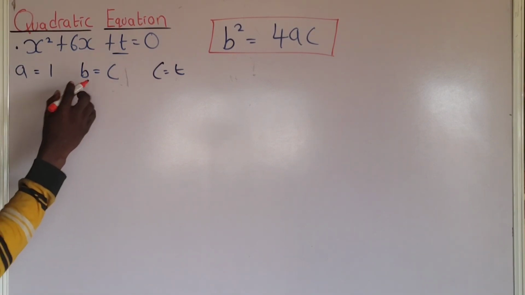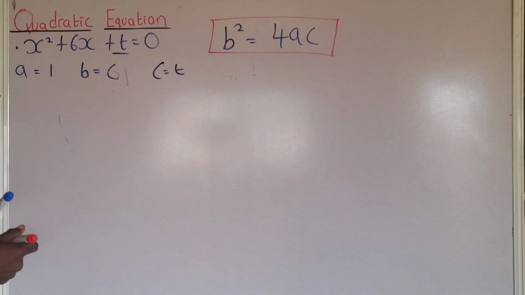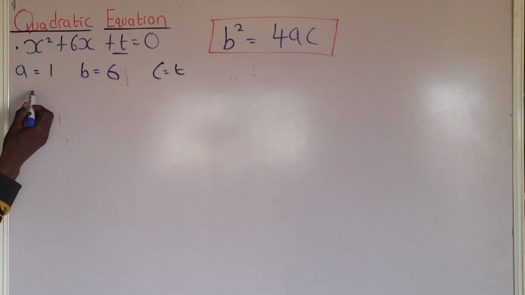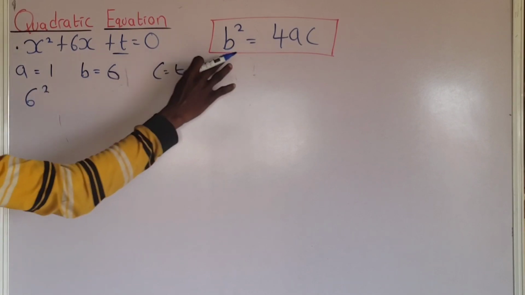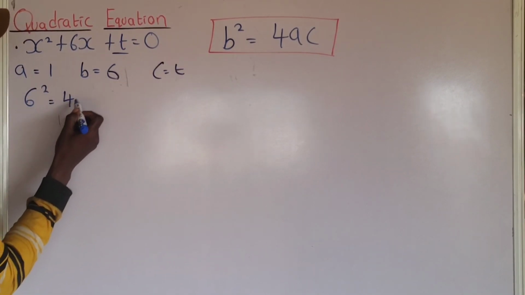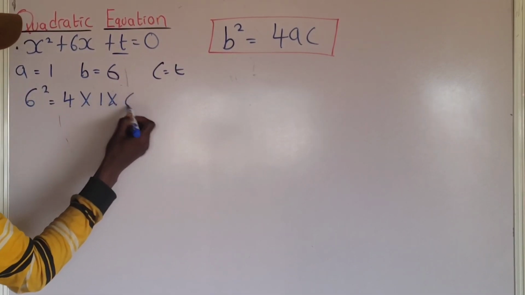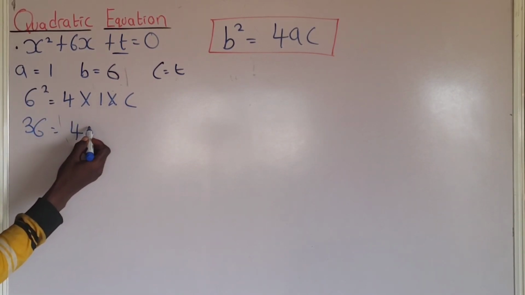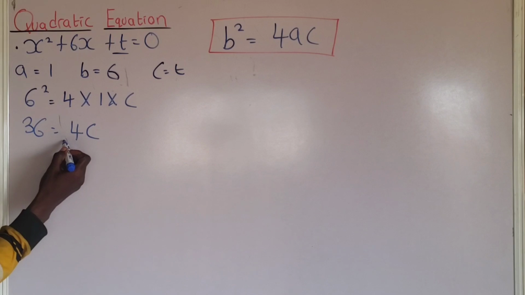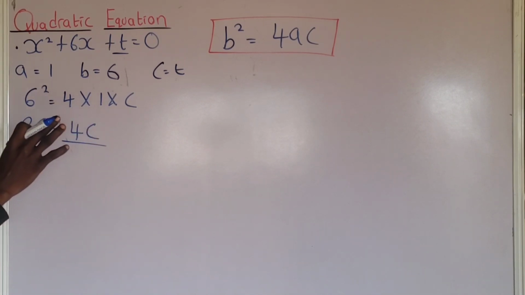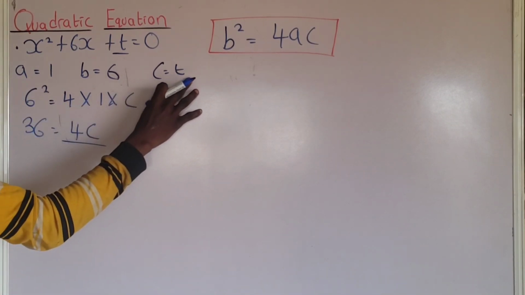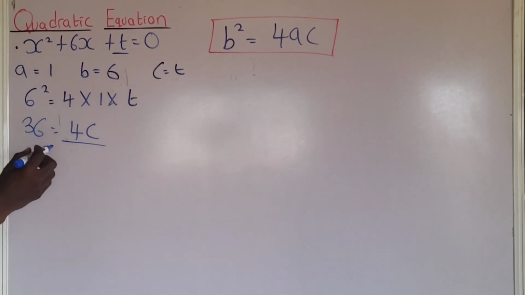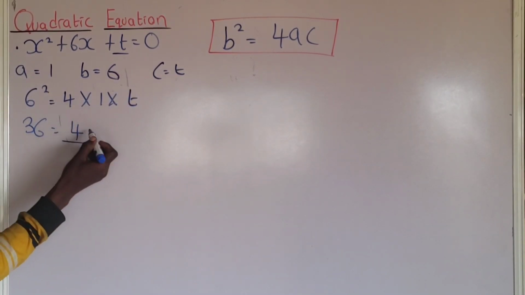Now, let's proceed. b is equal to 6. So here I'm going to have 6 squared, because b squared equals 4ac, which is 4 multiplied by 1 multiplied by c. So 36 equals 4 multiplied by 1 multiplied by c, that is 4c. Because c is equal to t, just substitute the value of c as t. So I'm going to have 4t.